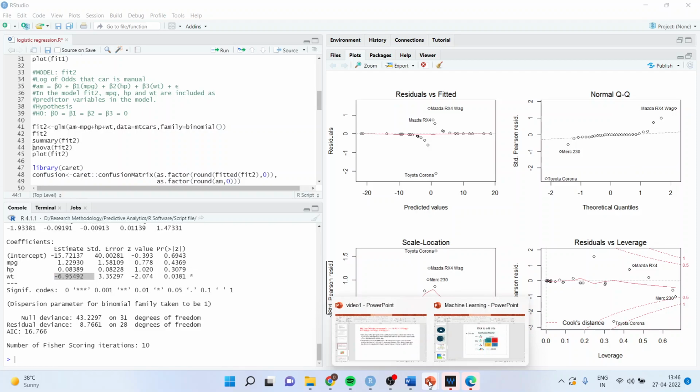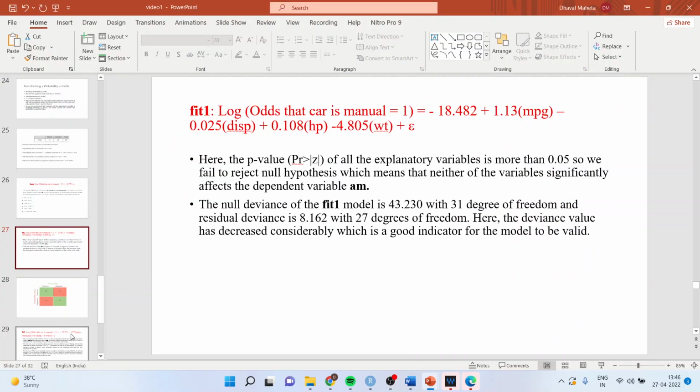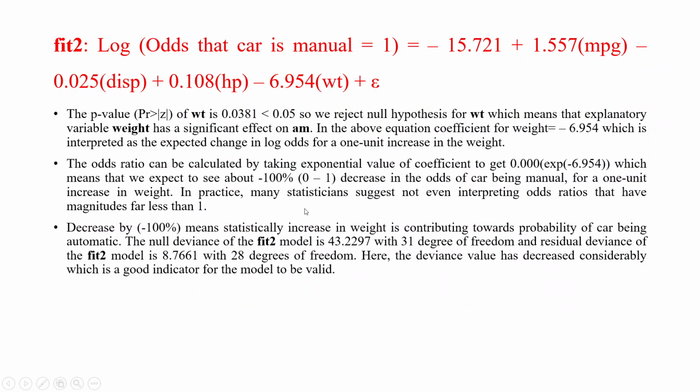Let's go to the PPT and try to understand this part. This is the model which we have got. Fit2 is equal to minus 15.721 plus 1.557 times MPG plus minus 0.025 into displacement plus 0.108 into HP minus 6.954 into weight. Now what you will have to do, you will have to take the exponential of the coefficient.